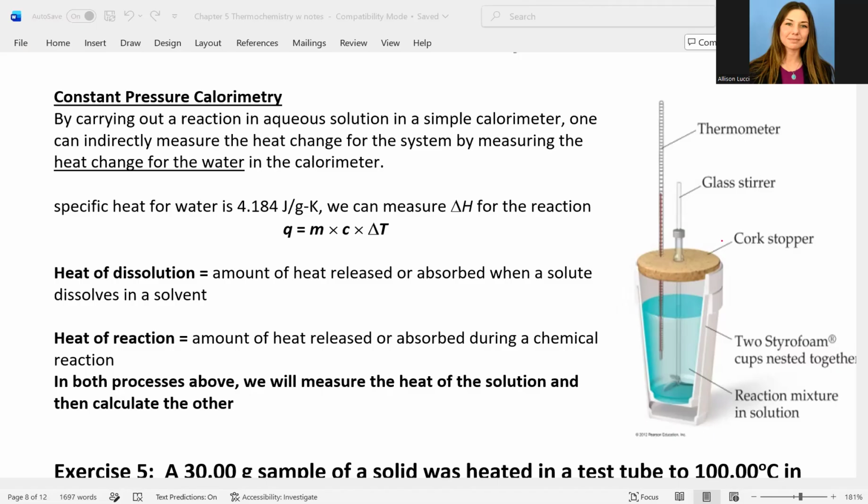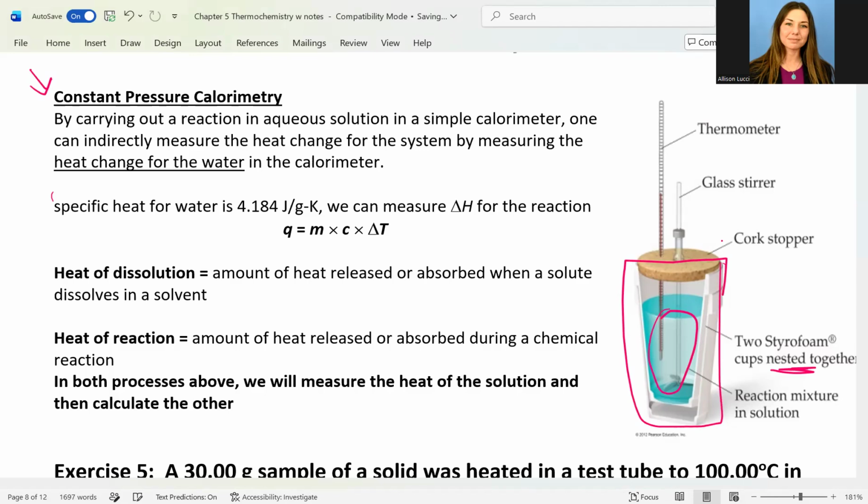The next topic we'll discuss here is our topic of constant pressure calorimetry. So this is when we're observing a reaction or some process utilizing, in this case, a simple calorimeter. This coffee cup calorimeter is insulated. We have two cups nestled inside of one another, and then we have our reaction mixture inside here.